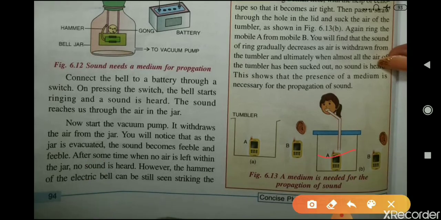Okay, so this also shows that sound needs a medium for its propagation, means to travel from one place to another. Okay. Now, sound can travel not only through air but also through solids and liquids.